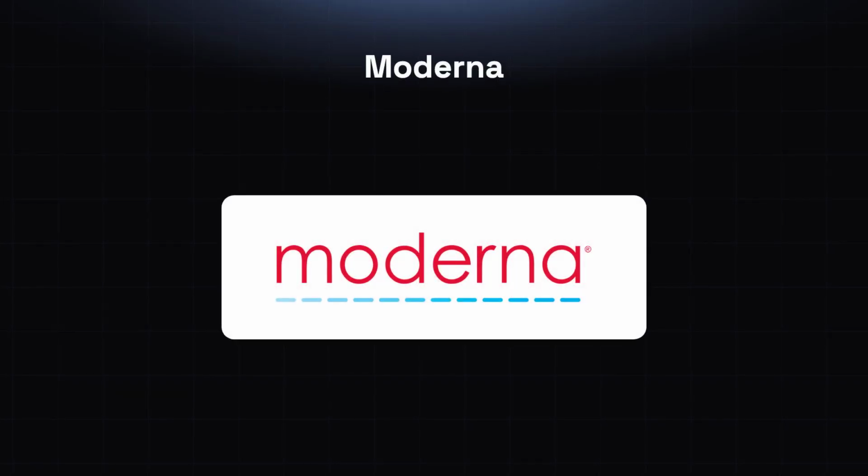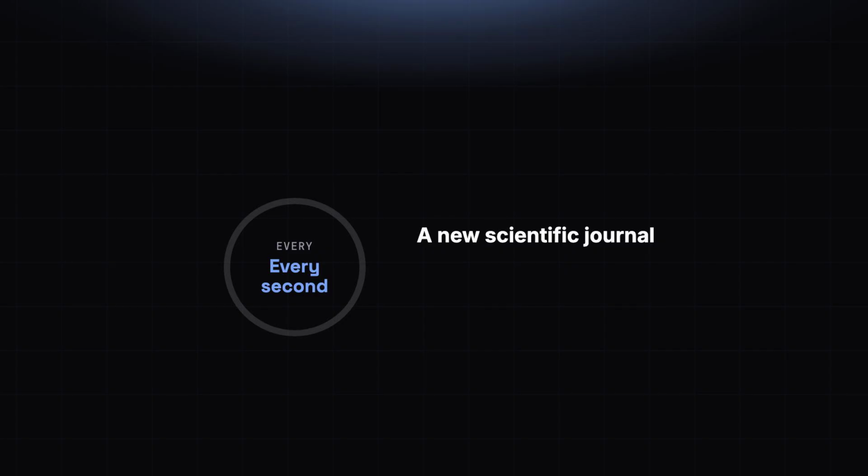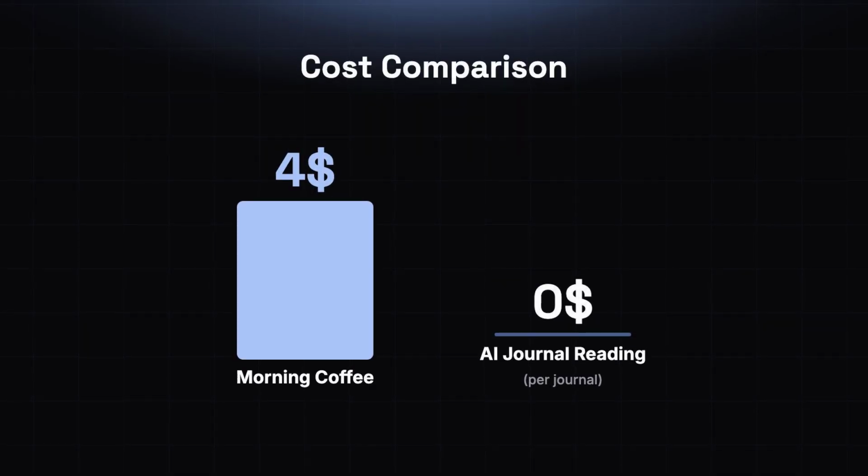For example, major pharmaceutical companies like Moderna can now continuously ingest every new peer-reviewed study, clinical trial report, and patent filing for a target disease, potentially hundreds of millions of tokens daily, to synthesize comprehensive insights for just a few $100s a day, a fraction of prior costs. This means a single AI can now effectively read and comprehend a new scientific journal every second, costing less than your morning coffee.